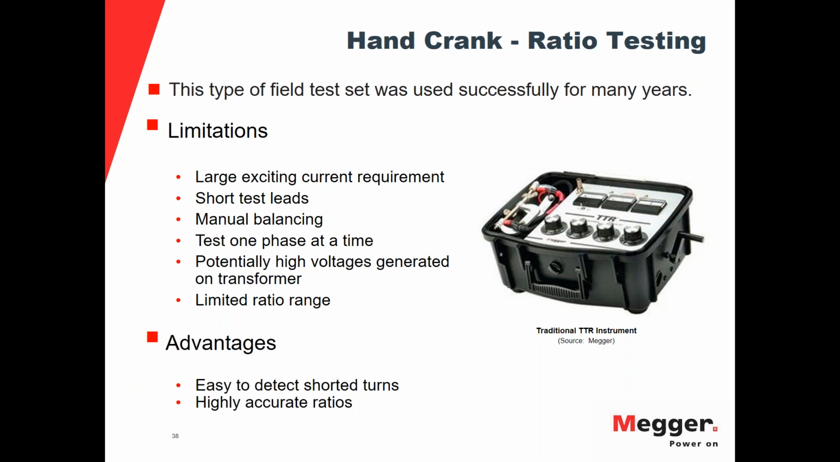There's also limited ratio range with these units, and with the newer units you can get much higher ratio range. But this unit is still used today by a lot of people, and it's very easy to detect a problem, shorted turns. If you start to crank and your excitation current goes way up, then you'd be able to determine really quickly if there's an issue with the transformer. It's also a very accurate unit as well.